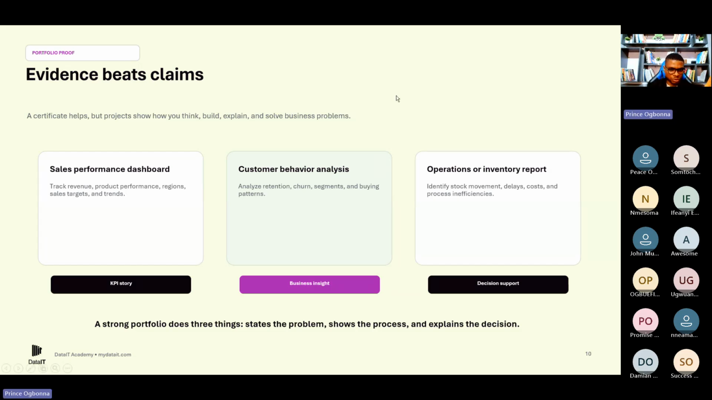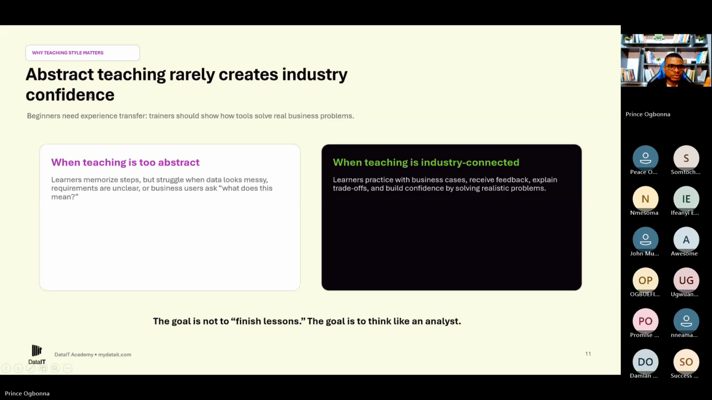Okay, so moving ahead, abstract teaching rarely creates industry confidence. Abstract teaching is teaching without context, without a business case study or industry case study. So beginners need experience transfer. Trainers should show how to solve real business problems. Experience transfer is that you are learning from somebody who has done this before, somebody who already understands how this thing works.